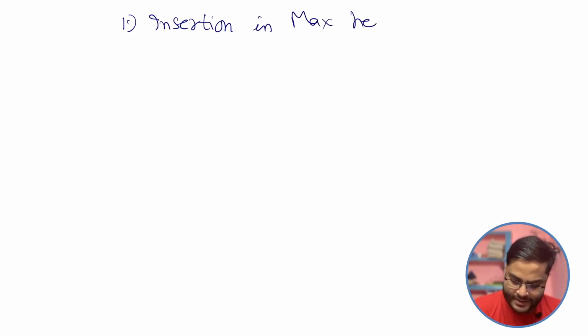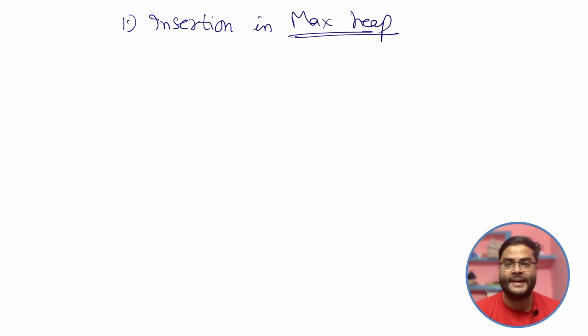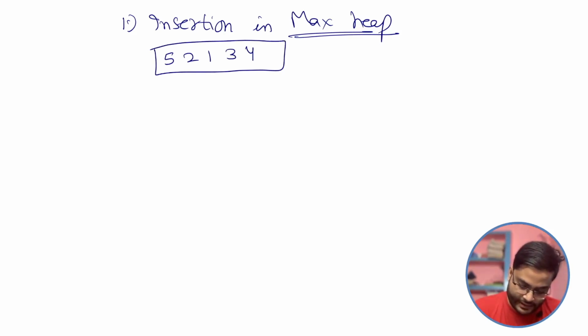Why MaxHeap? Because by default we use MaxHeap in our heap sort. Okay, let's say we have array elements like 5, 2, 1, 3, 4, and I want to insert these elements in the MaxHeap. So how can I do that?